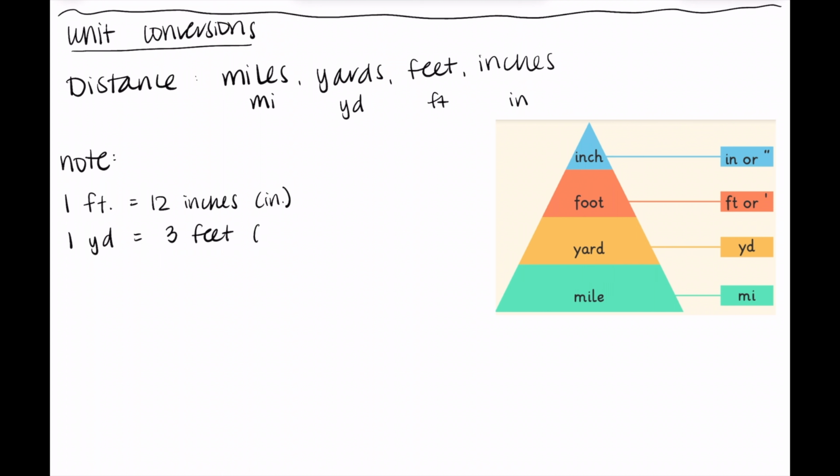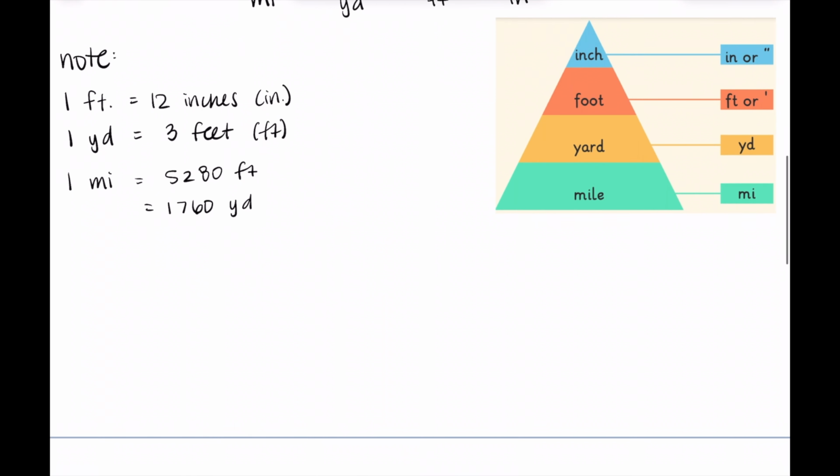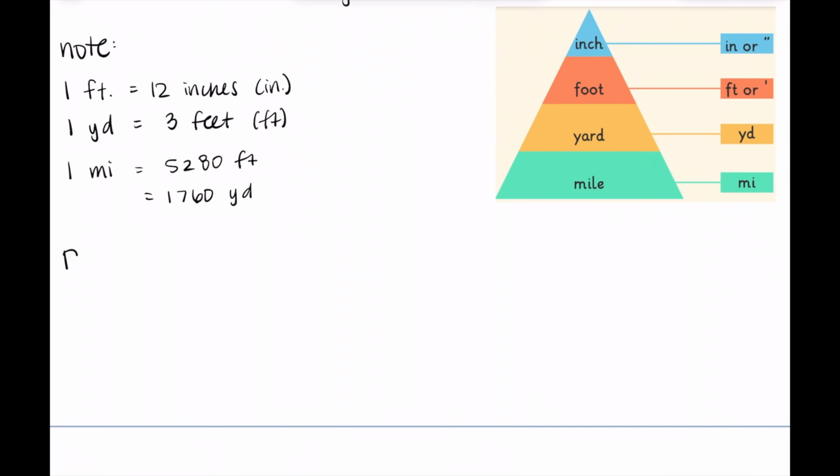So 1 foot equals 12 inches. 1 yard equals 3 feet. And since miles is our biggest unit, we're going to have two conversions here. 1 mile is 5,280 feet, but I'll also have the yards conversion. 1 mile is also 1,760 yards. So now that we've done these conversion rates, let's try a practice problem just to understand what's going on here.